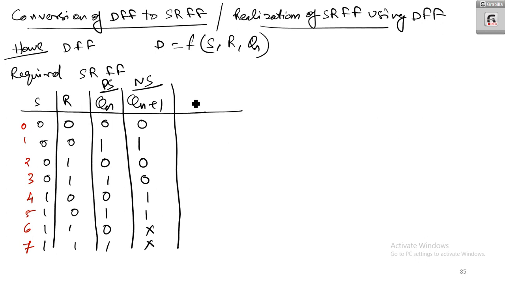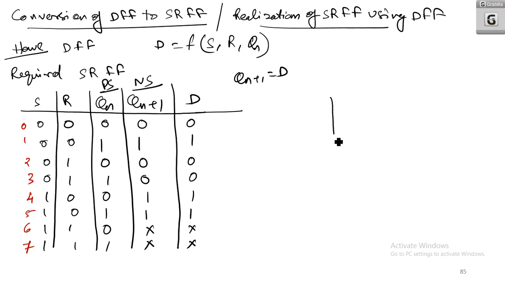Now what is the value of D? D is equal to Qn plus 1. So we can write it as 0 1 0 0 1 1 and don't care. Since Qn plus 1 is equal to D, we are getting the excitation table of D. Now you need to write D in terms of S, R and Qn.